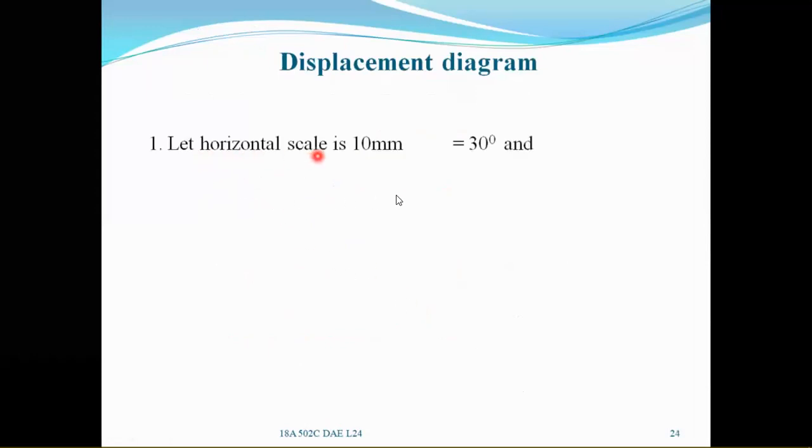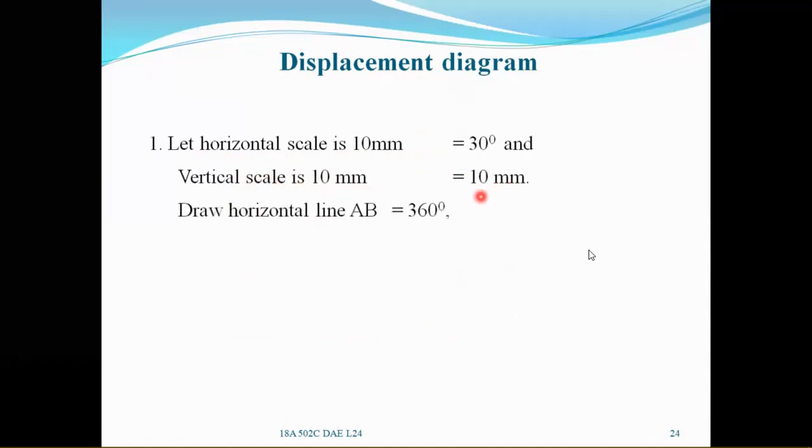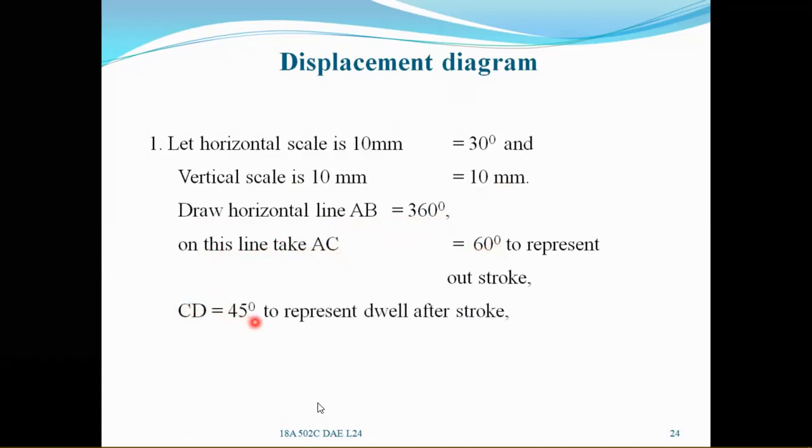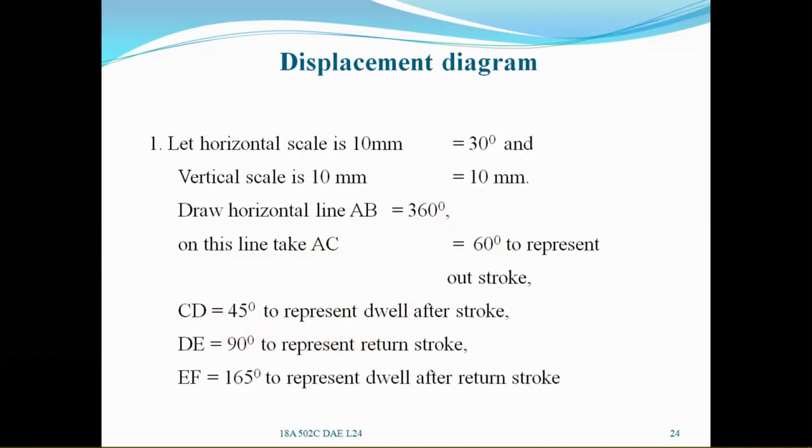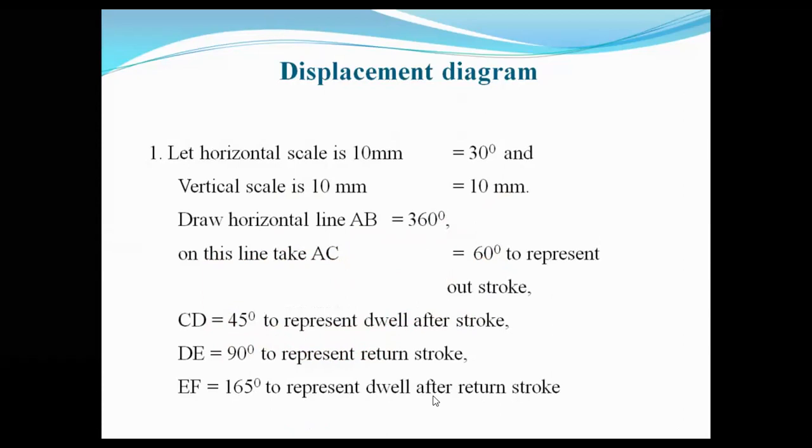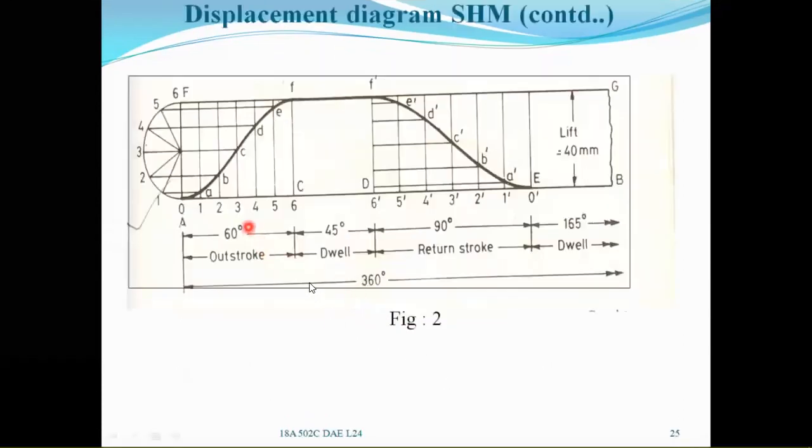Now let us draw the displacement diagram. Let the horizontal scale be 10 mm equal to 30 degrees. The vertical scale is 10 mm equal to 10 mm only. Draw a horizontal line AB equal to 360 degrees. On this line take AC as 60 degrees to represent the outstroke, CD as 45 degrees to represent the dwell after outstroke, DE as 90 degrees to represent the return stroke, and EF to represent the dwell for the return stroke. Here is the diagram.